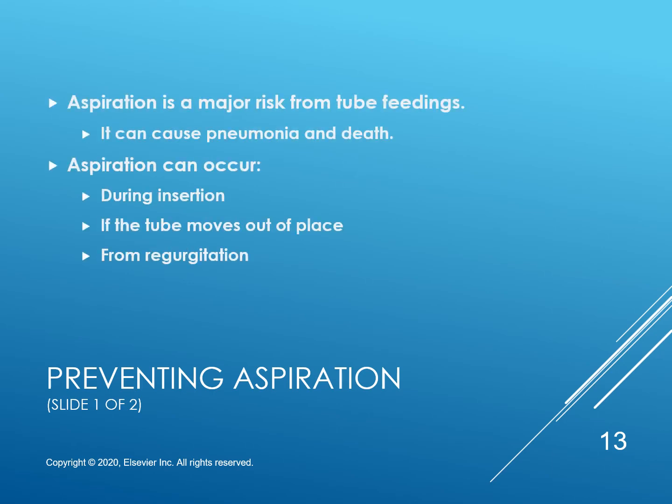Aspiration is a major risk from tube feedings. It can cause pneumonia and death. Aspiration can occur during insertion if the tube moves out of place, and from regurgitation. Aspiration is breathing fluid, food, vomitus, or an object into the lungs. During insertion, the tube can slip into the airway.